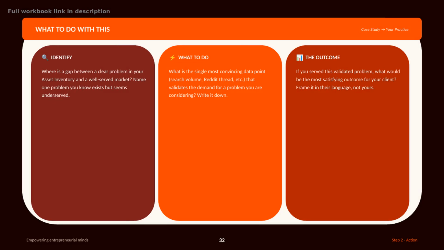Thinking about that story, where's the gap between a clear problem you already listed in your asset inventory and a market that's genuinely underserved? Name one problem you know exists but feels overlooked. Then, what's the single most convincing data point, a search volume number, a Reddit thread, whatever it is, that validates demand for a problem you're seriously considering? Write it down. And if you actually serve this validated problem, what would be the most satisfying outcome for your client? Frame that answer in their words, not yours.